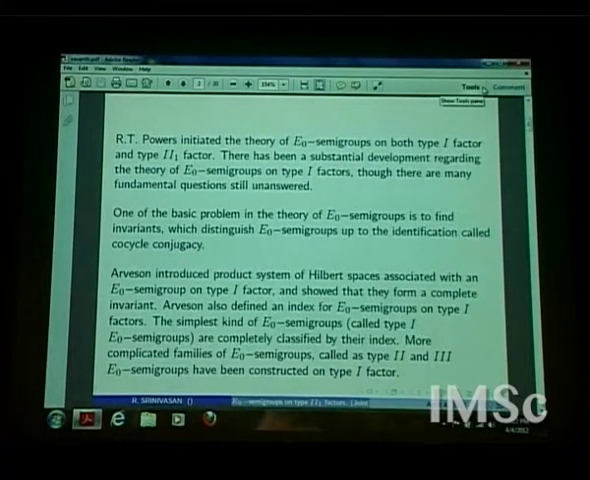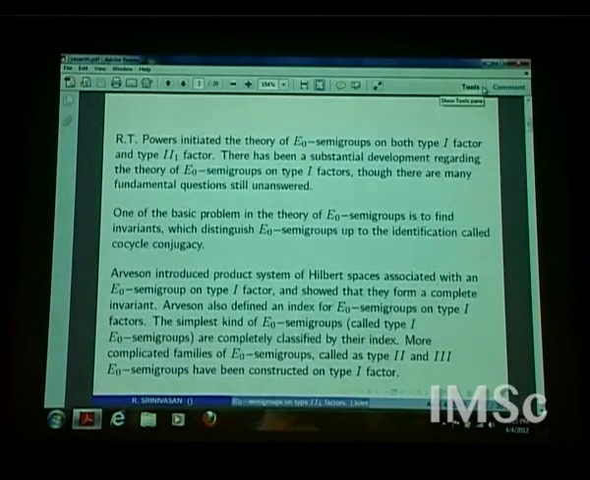The basic problem of E0 semigroups is to provide examples and then distinguish them up to an identification called cocycle conjugacy. In this context, Srinivasan, who has contributed enormously to this theory of E0 semigroups on type I factors, introduced the notion of product system of Hilbert spaces, and he showed that it's a complete invariant. To study E0 semigroups, it's enough to study the product system of Hilbert spaces associated with them. He also defined an index for E0 semigroups on type I factors.